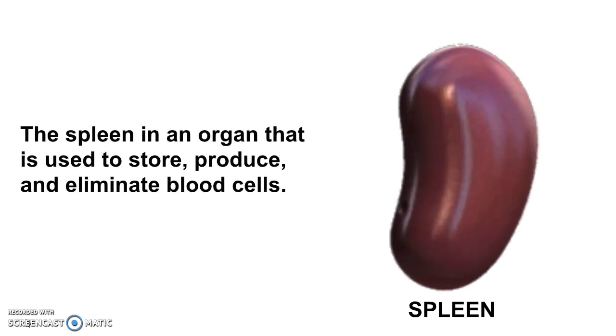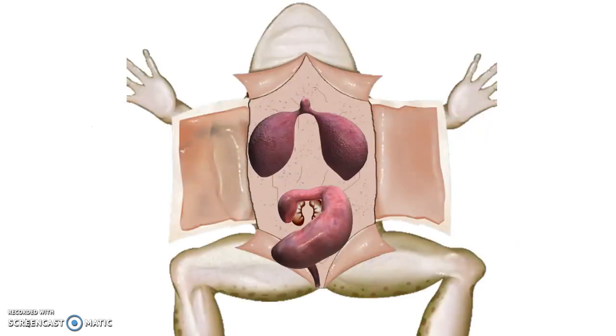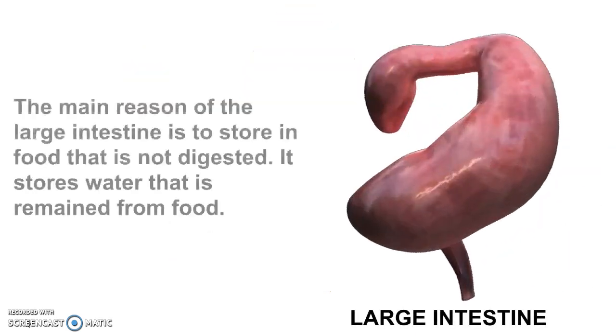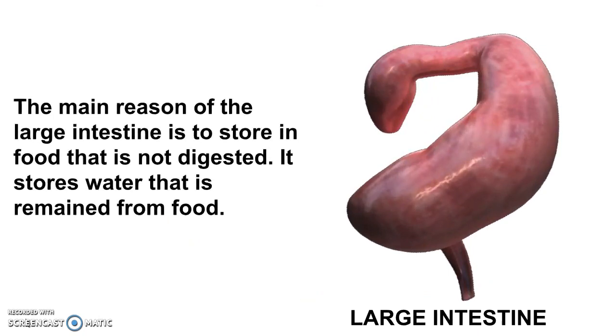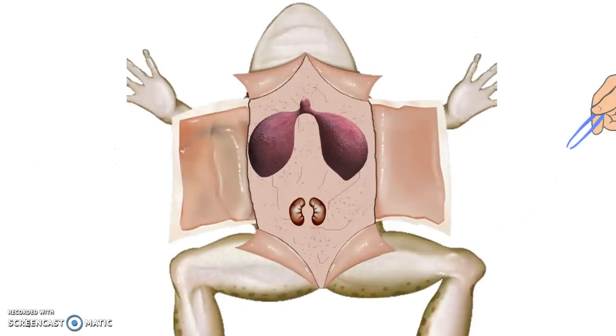Then we have the spleen. The spleen is an organ that is used to store, produce, and eliminate blood cells. The large intestine. The main reason of the large intestine is to store food that is not digested. It stores water that remains from food.